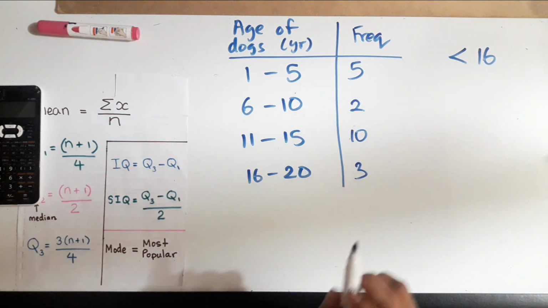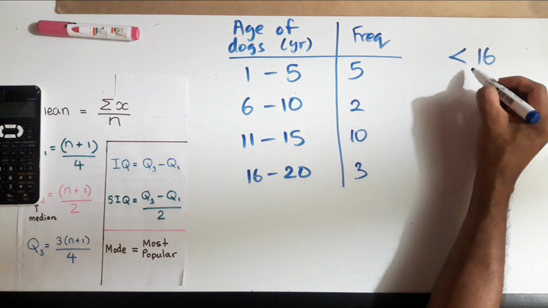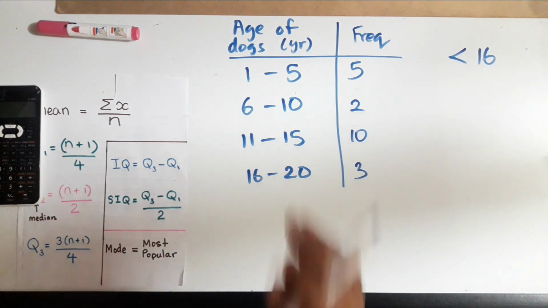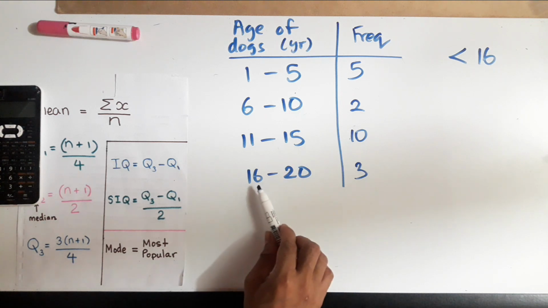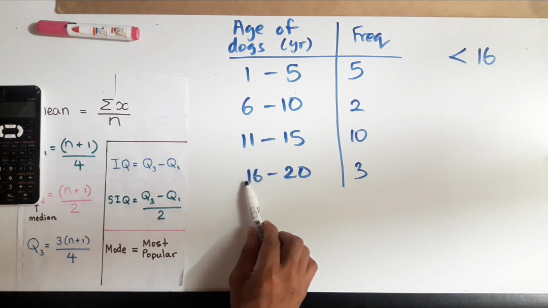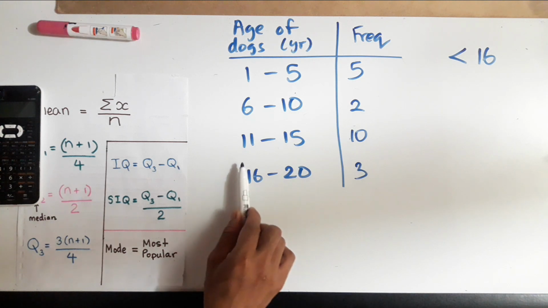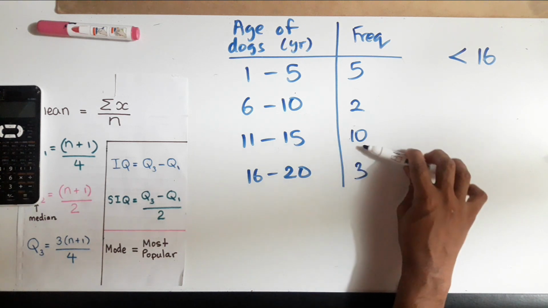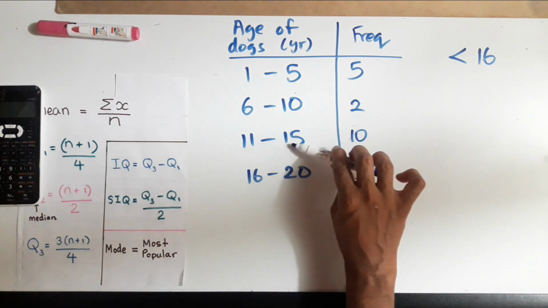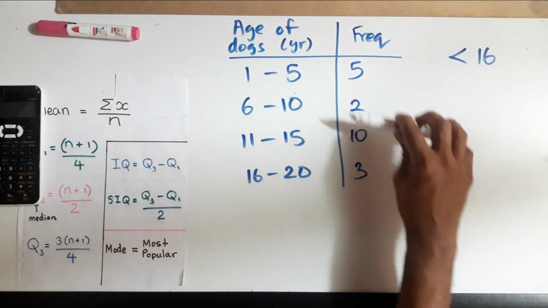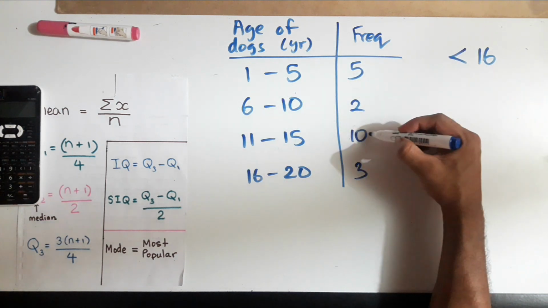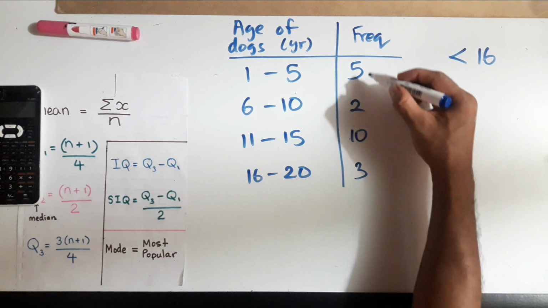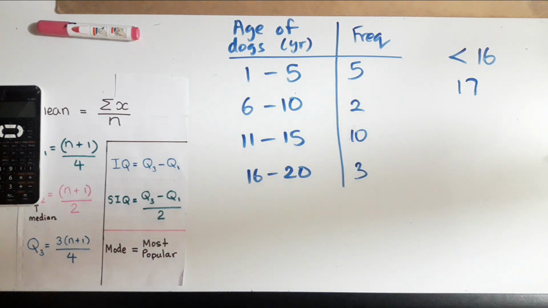All right. If they ask you how many dogs were less than 16 years in this one, less than 16 does not include the 16. So you have to start counting from behind the 16. So everything less than 16 would be anyone from 11 to 15 years, 6 to 10 years, and 1 to 5. So less than 16 will be 10 plus 2 plus 5, which is 17. 17 dogs were less than 16 years, right?